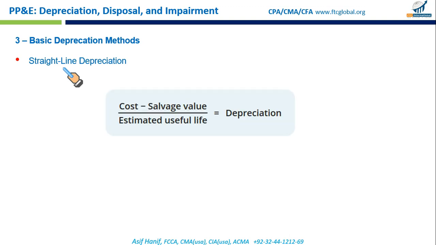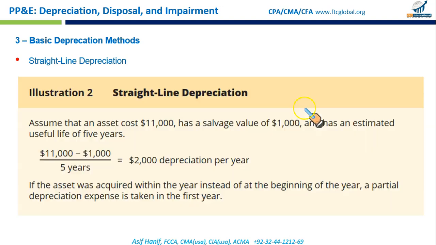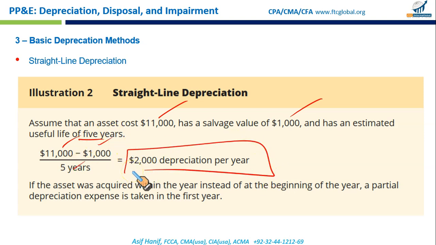The formula we use is cost of the asset less salvage value over estimated useful life. Consider you have an asset with the cost of $10,000 with the estimated salvage value of $1,000, and let's say the estimated life is 5 years. So that means the depreciation expense each year would be $1,800. Here's an illustration. Cost is $11,000, salvage value $1,000, and estimated life 5. So you do the same. $2,000 will be charged every year.